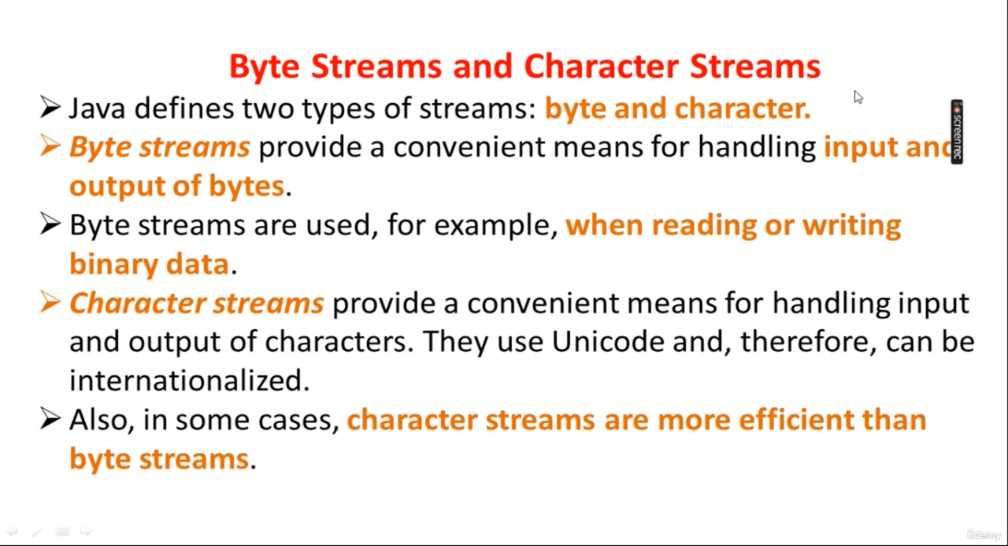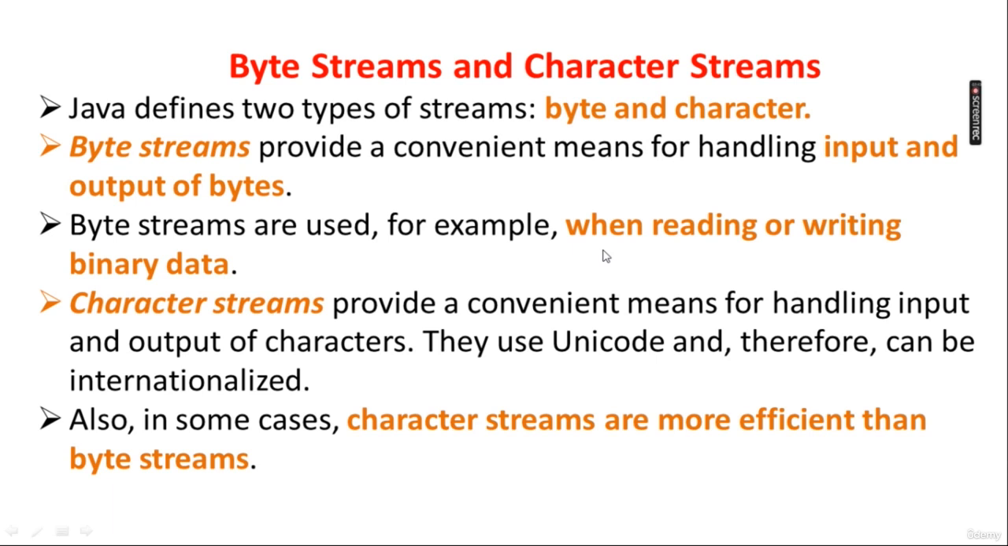Byte stream and character stream. Java defines two types of streams, byte and character. Byte streams provide a convenient means for handling input and output of bytes, for example, when reading or writing binary data. Such type of data is handled by byte stream. Character streams provide a convenient means for handling input and output of characters. They use Unicode and therefore can be internationalized. So character streams are for international or worldwide use.